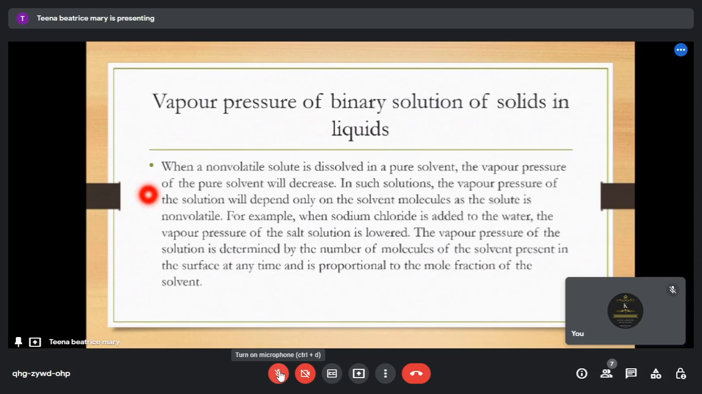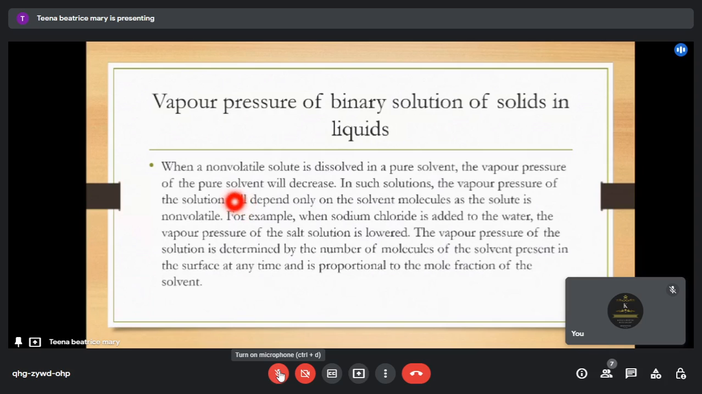So that time என்ன ஆகும்? நார்மலா இருக்க லிக்விட் வந்து வேப்பர் ஸ்டேட்டுக்கு மாறதுக்கு கொஞ்சம் டைம் எடுக்கும். That is the thing. So when a non-volatile solute is dissolved in a pure solvent, the vapor pressure of pure solvent will decrease. அப்ப vapor pressure of pure solvent ஓட vapor pressure வந்து இங்க decrease ஆகுது because of this non-volatile solute. அந்த மாதிரி சொல்யூஷன்ல the vapor pressure of solution will depend only on the solvent molecule.